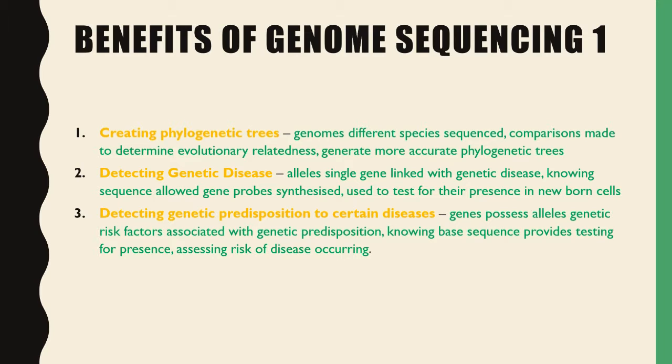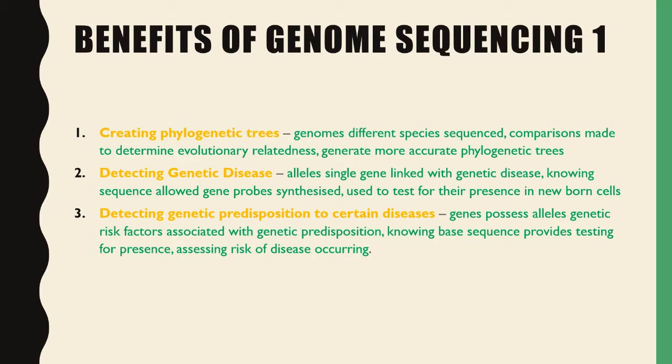So what are the benefits of performing this genome sequencing? Well, you can create phylogenetic trees, where genomes of different species are sequenced and compared to determine evolutionary relatedness and generate more accurate phylogenetic trees. You can also detect genetic disease, where alleles of single genes are linked with a genetic disease. Knowing the sequence allows gene probes to be synthesized and used to test for their presence in newborn cells, therefore you detect disease quicker.